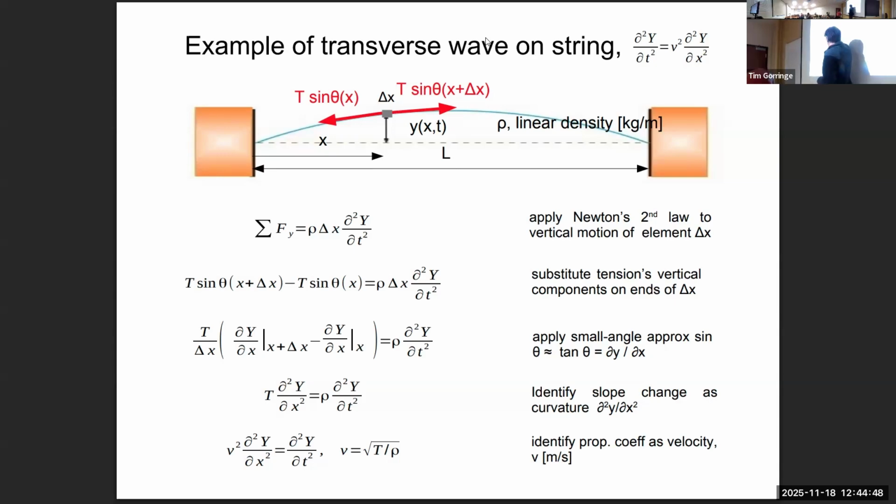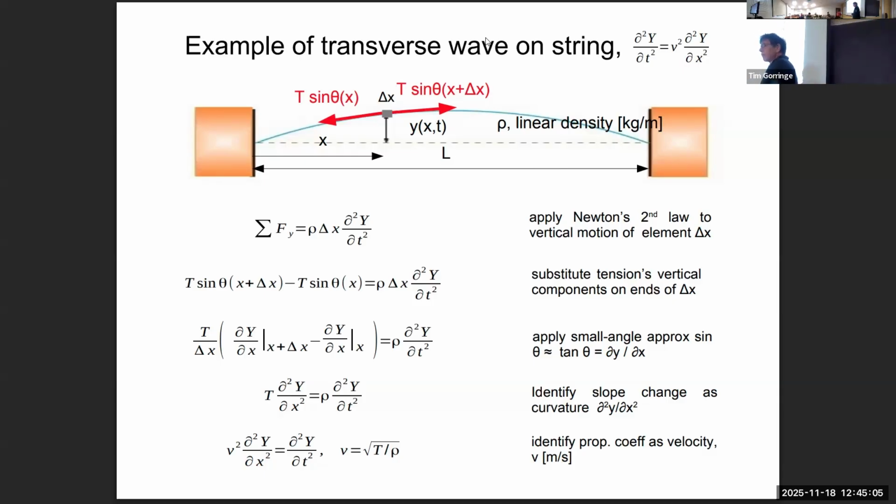But there is a curvature of the wire, of the cable. And what's emerged here is that curvature. And at that point, we've made a partial differential equation, which is the wave equation. So this is the wave equation.